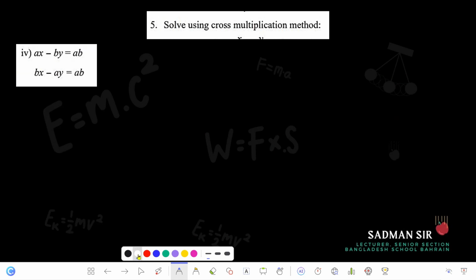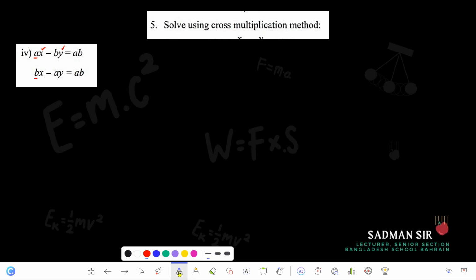So now what? We're going to discuss problem number 4 of question number 5. And in this question, we are going to find out the value of x and y using the cross multiplication method. So here in this problem, you can see that the coefficients of x and y are not numbers, rather they are also alphabets. Okay, so do not get confused. Remember that x and y are always the variables, and we have to find the value of them only. A, B are coefficients, they are not variables. So you don't need to find the value of A, B.